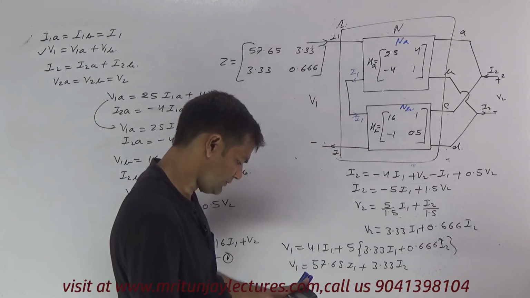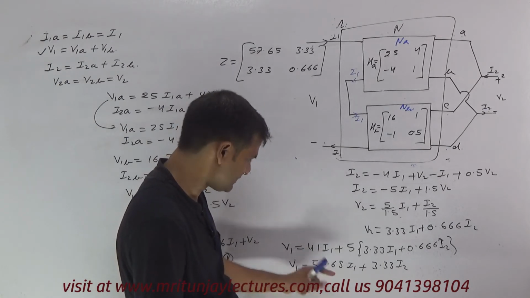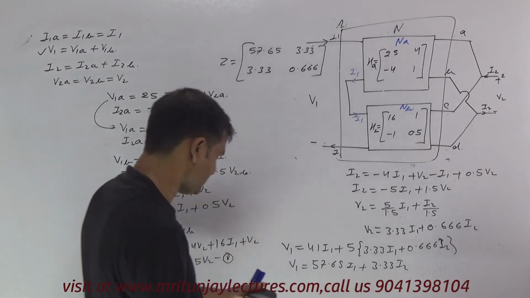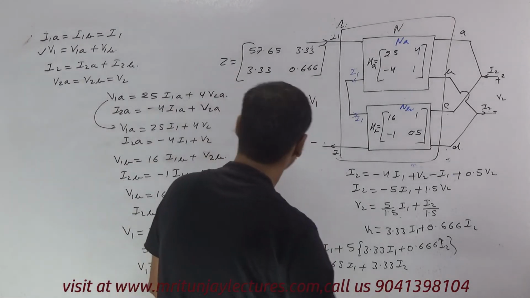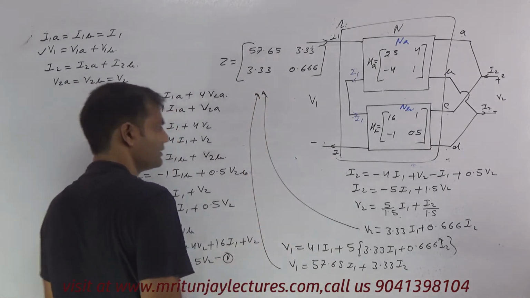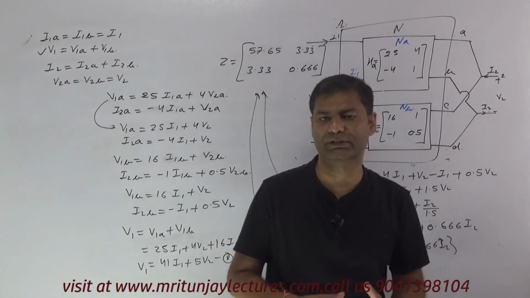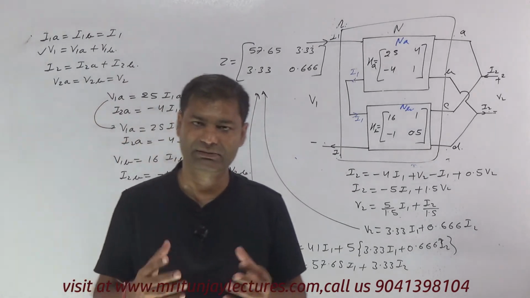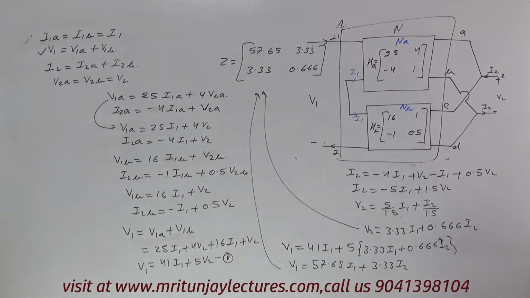Then 5 like this one plus 41, same. Clear? Now 5 into 0.666, that is 3.33. Clear? So with the help of the conventional method we got the same result. So you can solve any question of this type with the help of the interconnection method and, second, the conventional method. So first make it, after that we will discuss another question also.